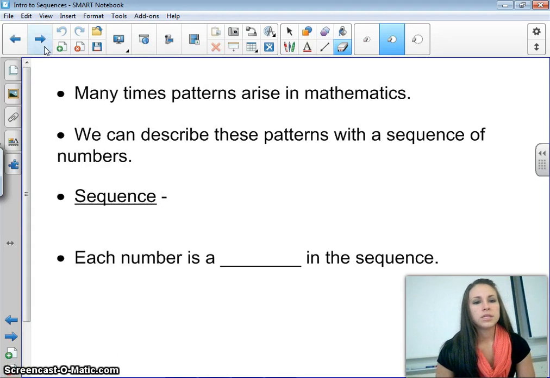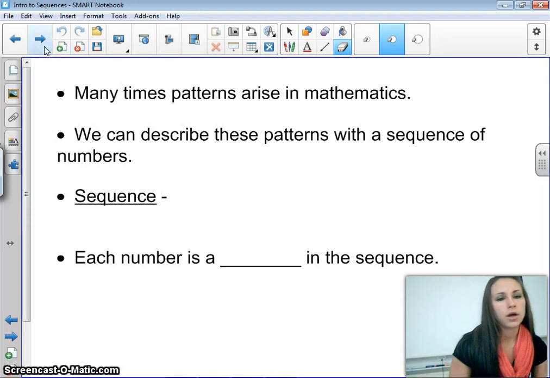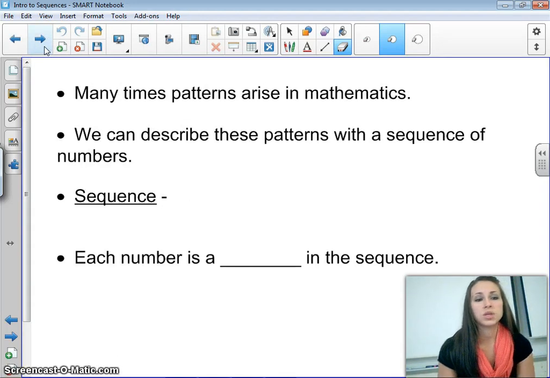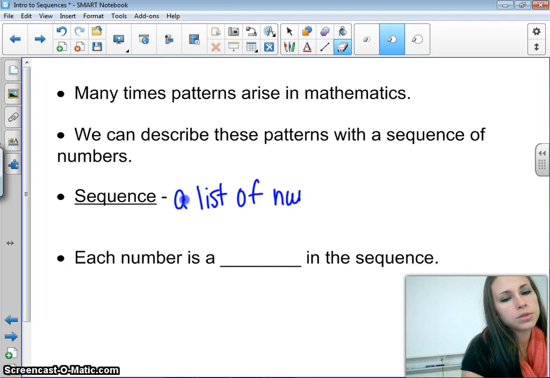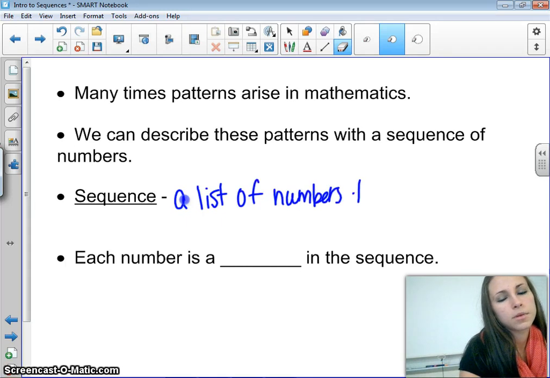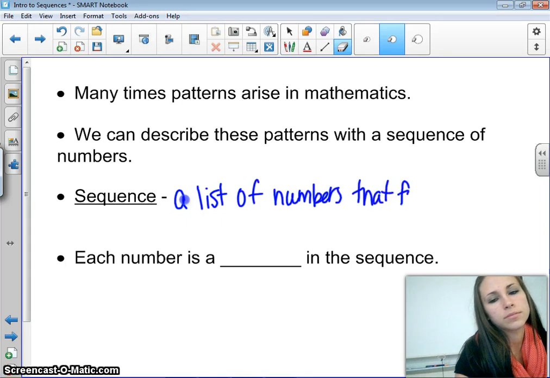So many times patterns arise in math. You can describe a lot of patterns with sequences of numbers. And so a sequence is just a list of numbers that follow a pattern.